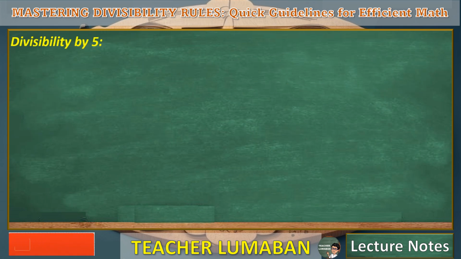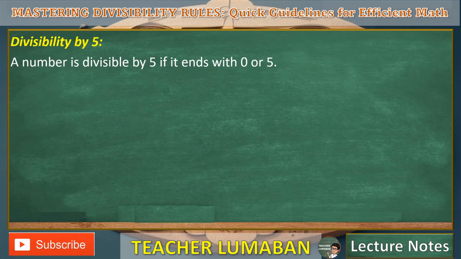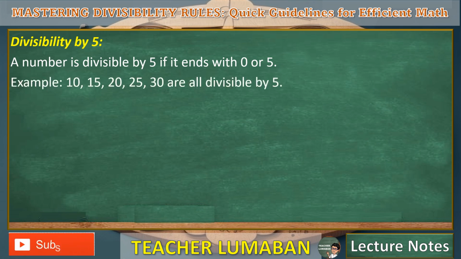Divisibility by 5. A number is divisible by 5 if it ends with 0 or 5. Example, 10, 15, 20, 25, 30 are all divisible by 5.